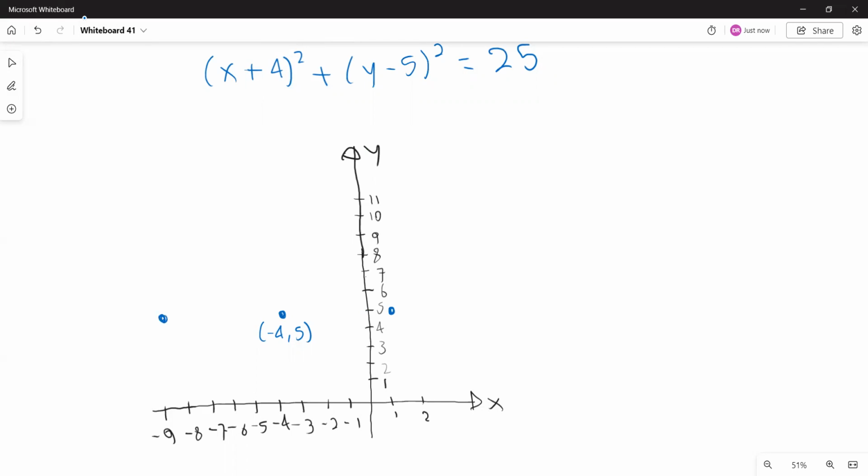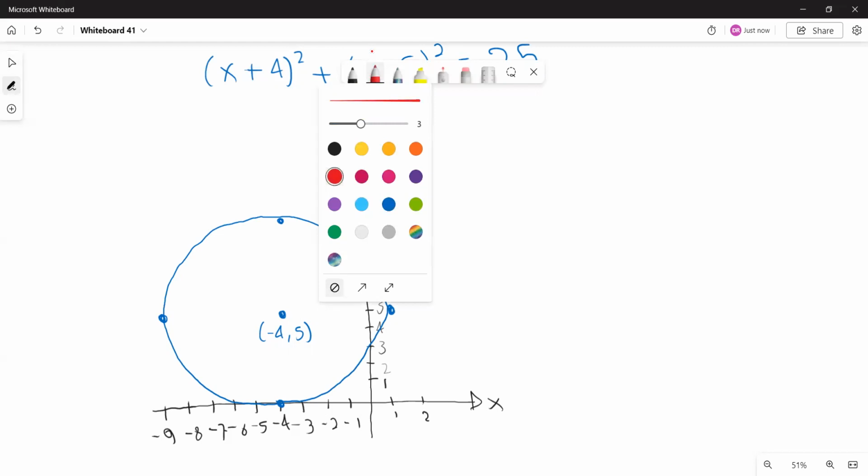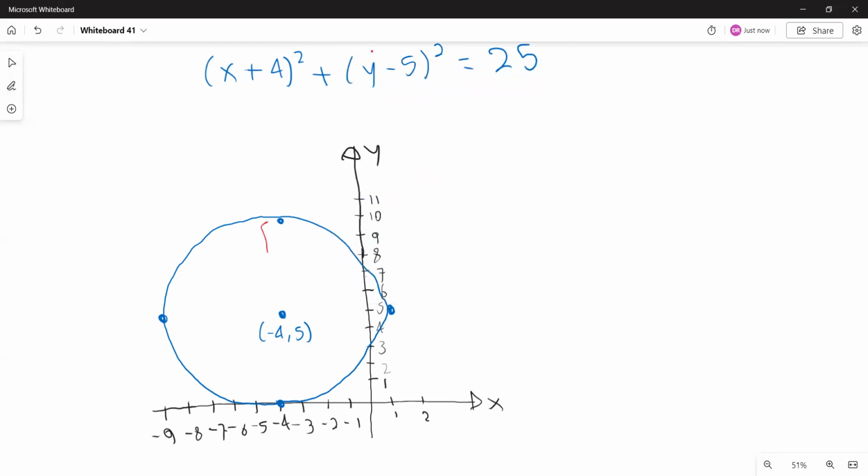And then 5 units up. So from 5 through 10, those are 5 units. And from 5 to 0, there are 5 units. And finally, let's join the dots, using the fact that the radius is 5. And there we are. It's not a perfectly round circle, but I chose those points because the distance from the center to any point is going to be 5.